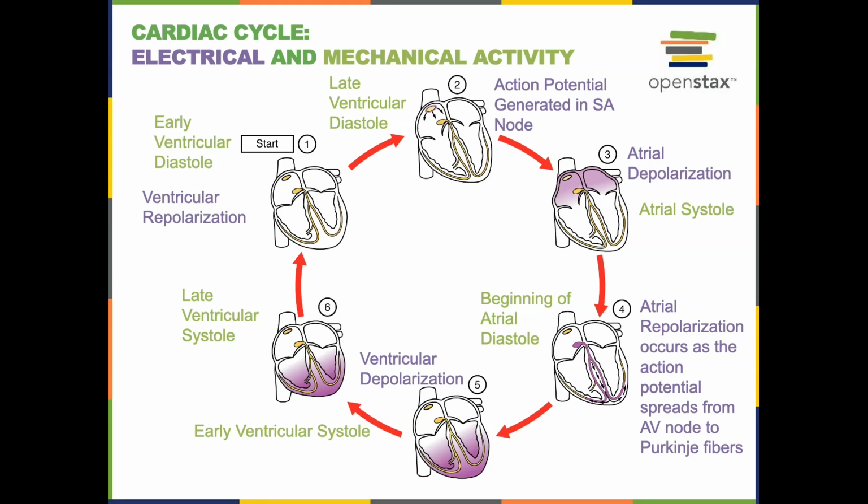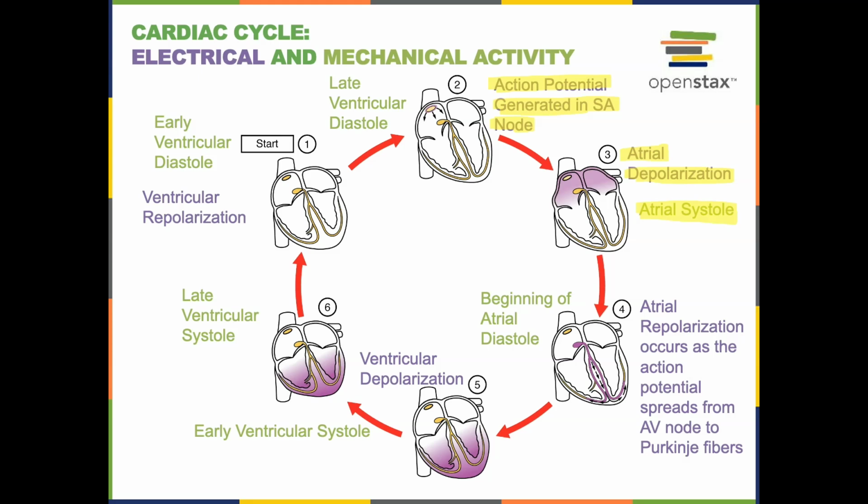We start with that action potential spreading throughout the atria, causing depolarization. That triggers atrial systole. Then the action potential spreads from the atria down into the ventricles. It's spreading through the intrinsic conduction system from the AV node through the AV bundle and bundle branches into the Purkinje fibers that branch throughout the myocardium of the ventricles.